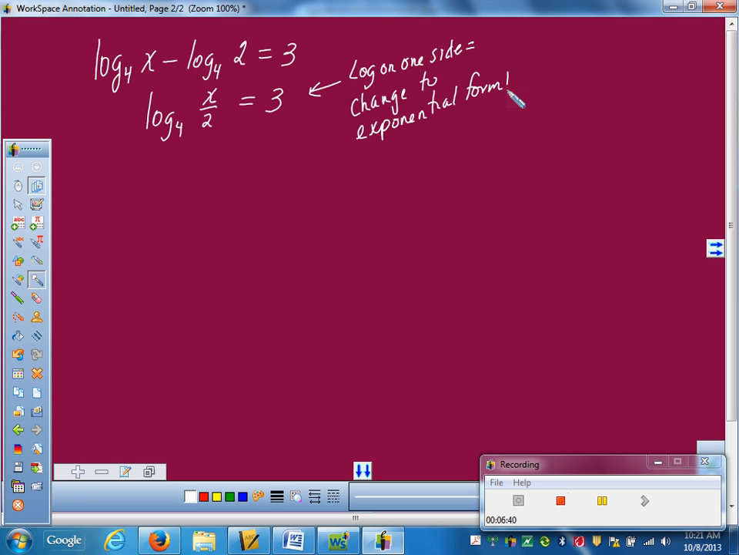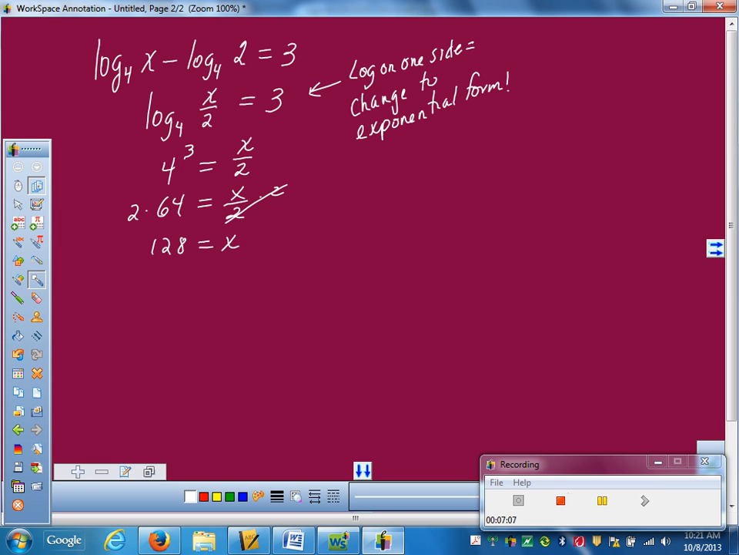So if I go to exponential form, what's the base? 4. Base is 4. What's the exponent? 3. 3 is the exponent. Logs equal their exponent. So that's 4 cubed equals x over 2. In other words, 4 cubed is 64. How do I solve for x? Times by 2, and I would get x equals 128.